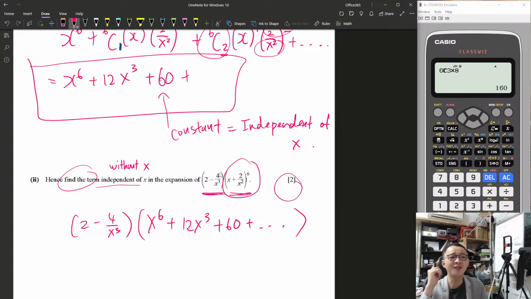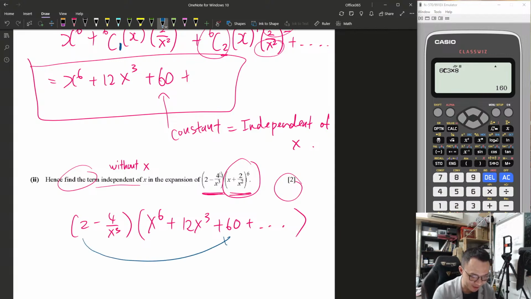Okay, I have to ask myself, how do I get a number only, meaning independent of x? So a number must multiply with a number, because I don't want to get any x. If I use 2 to multiply x power of 6 here, then I will get 2x power of 6, which is not independent of x. Independent of x means I only want to get a number only, a constant, alright? So then you might ask, okay, then 2 can only multiply 60.